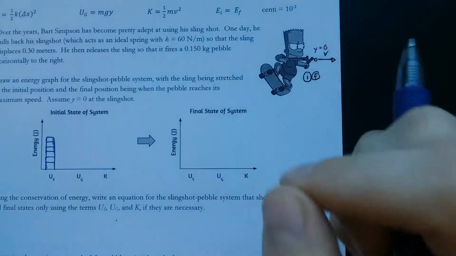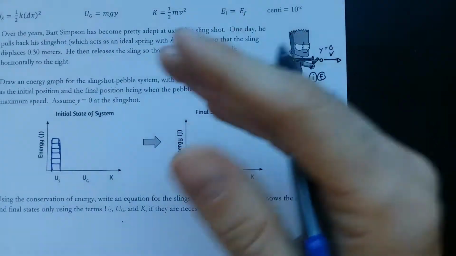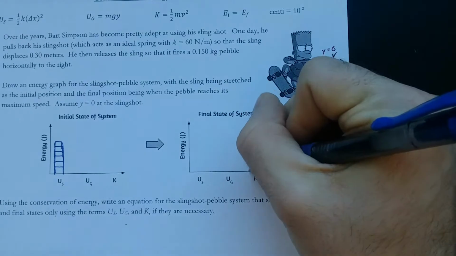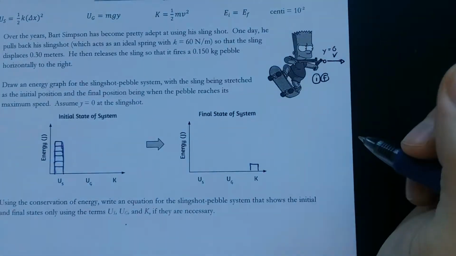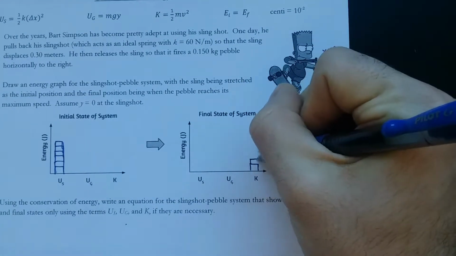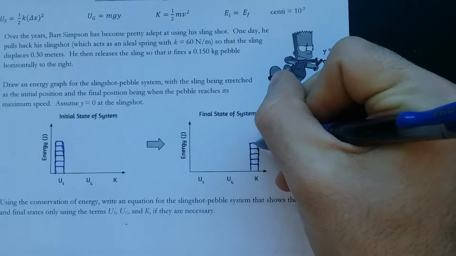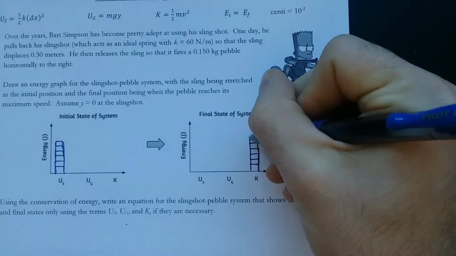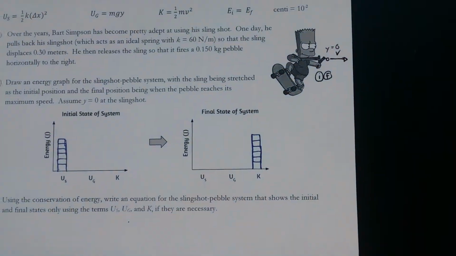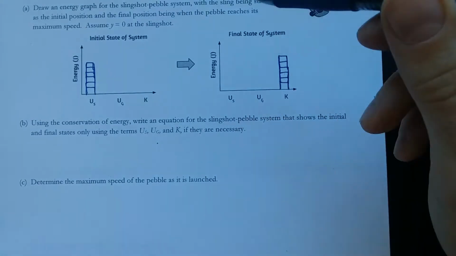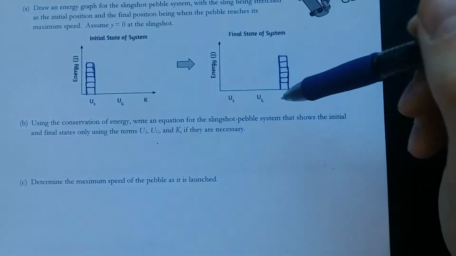The pebble is released, and the slingshot goes back to its equilibrium length, and we've got nothing. Still no height, because we're still right next to it at that same vertical location. So now we've got 1, 2, 3, 4, 5, 6 of kinetic energy. Wonderful.